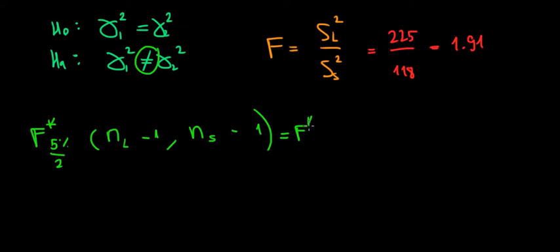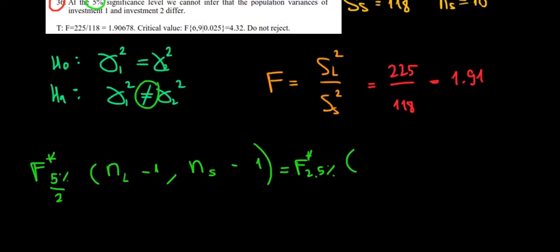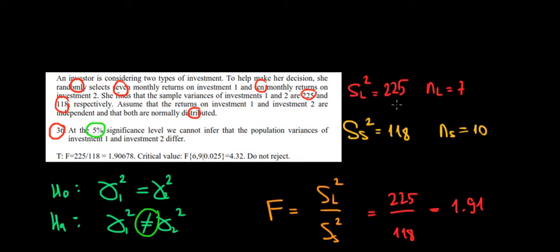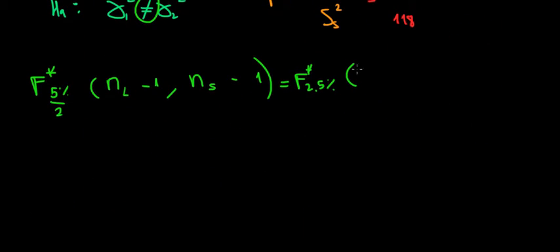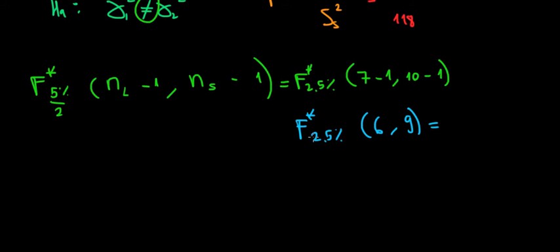and that's going to be equal to the F critical value at 2.5%, and here we have the number of observations in the sample with the larger variance, that's equal to 7, so we'll have 7 minus 1, and the other one is going to be 10 minus 1. So here we have 7 minus 1 and 10 minus 1 for the sample with a smaller variance. Now, the F critical value that we're looking for with the 2.5%, and here we have 6 and 9 in the table. By the way, the 2.5% belongs to the p-value.